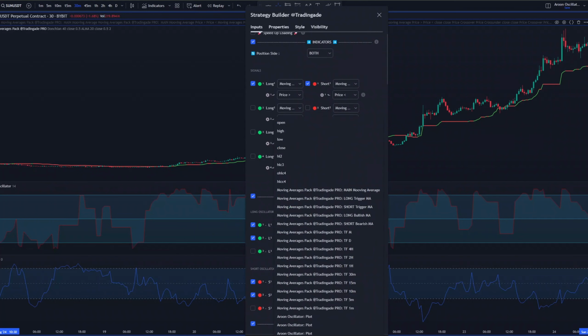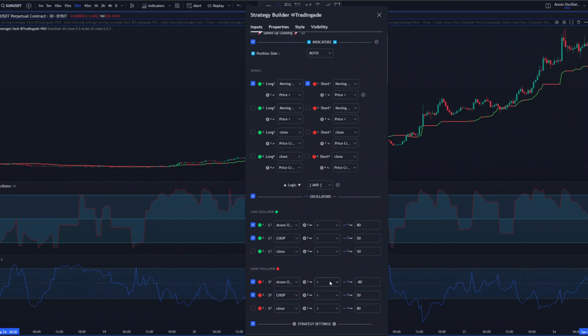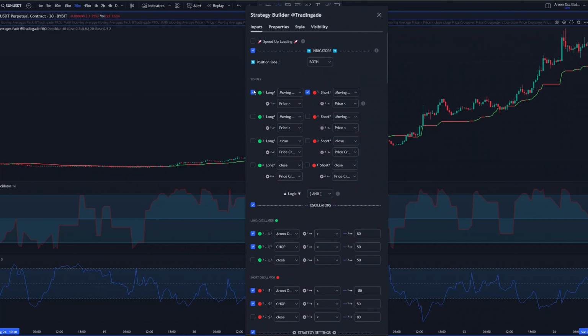So we're gonna set the chop line, both for long and short position, and we want the chop line to be below the 50 level.